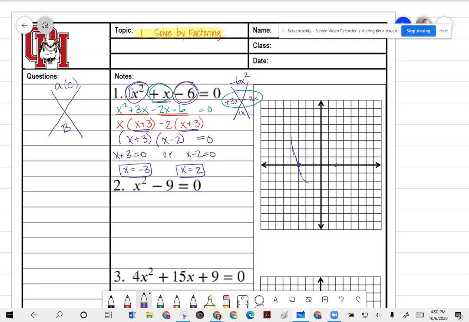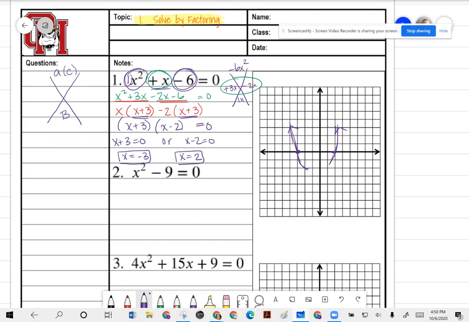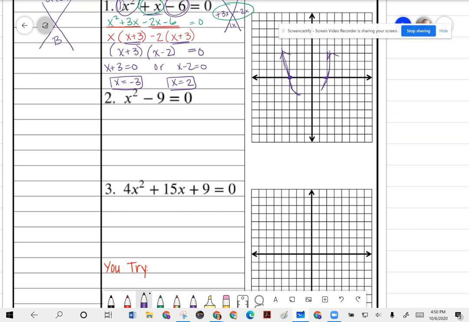Now, we could go a little bit further. We could graph it if we wanted to, but that's not the intent. The intent is to understand that the solutions represent x-intercepts, and if I wanted to plot more points, I could. So let's take a look at number 2, and we have x squared minus 9. The directions say solve by factoring.